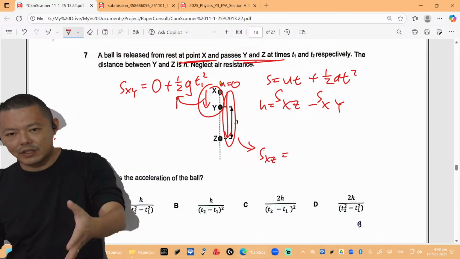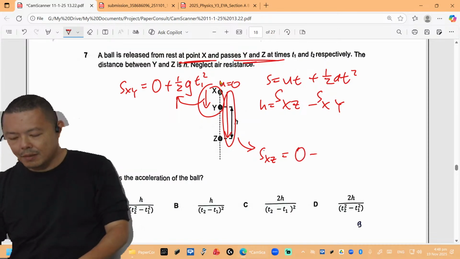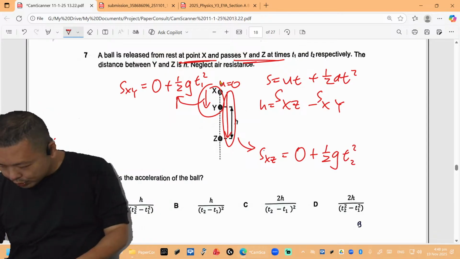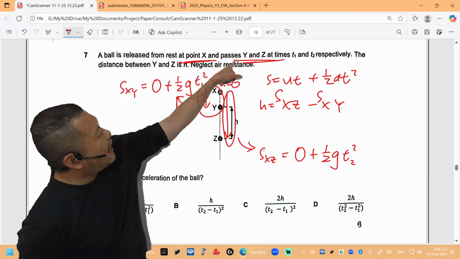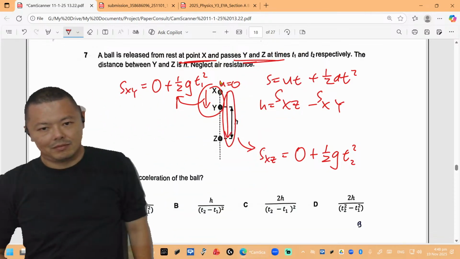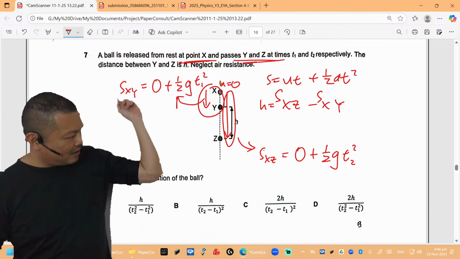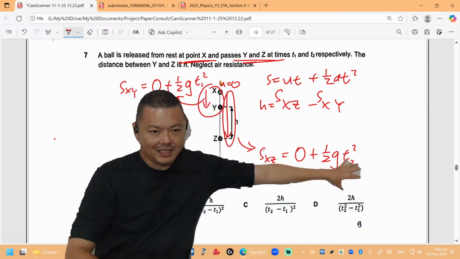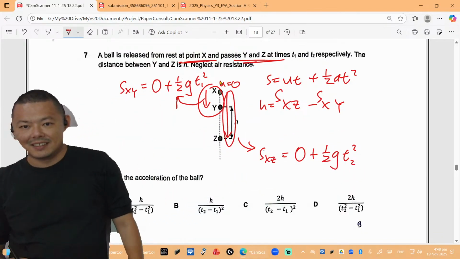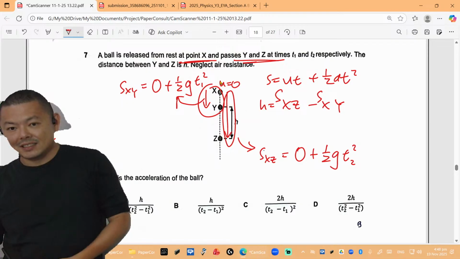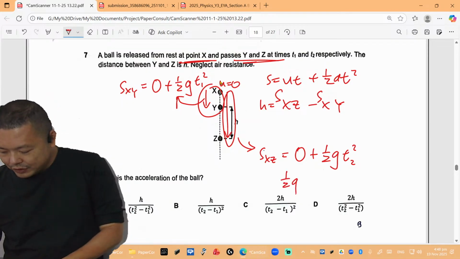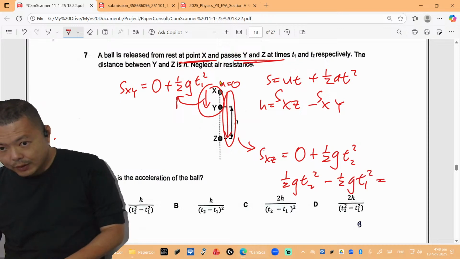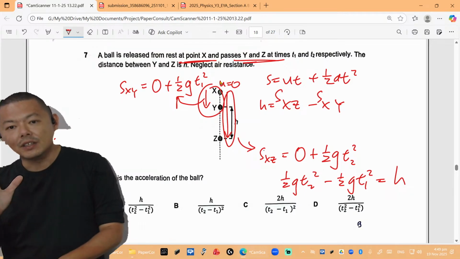Since I start from x, what's the initial speed? 0, plus half g t2 squared. Because it says that it passes y at t1 and z at t2. So y at t1, z at t2. Fair or not? Okay. The trick is this minus this is the answer. Acceleration is g. So half g t2 squared minus half g t1 squared equals h. Then you make g the subject.